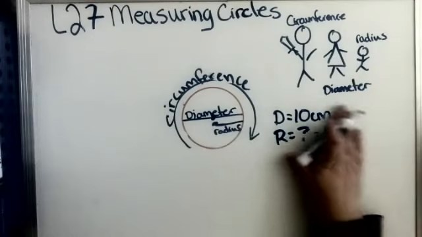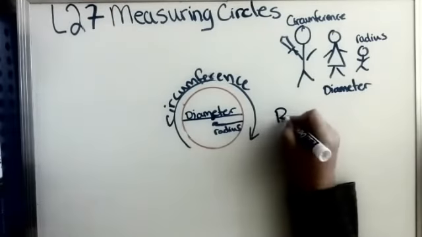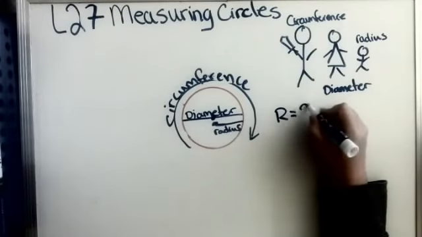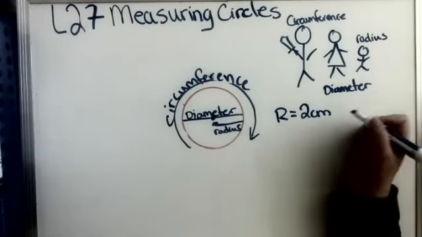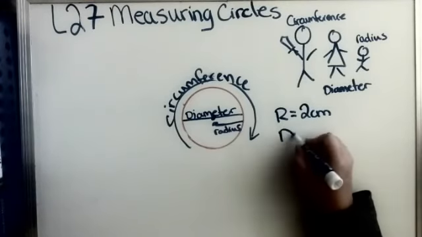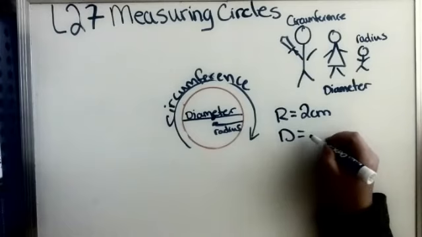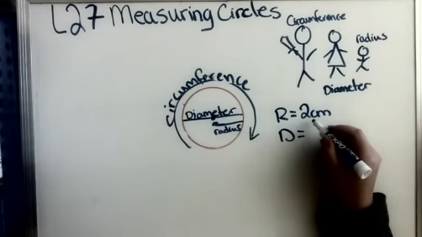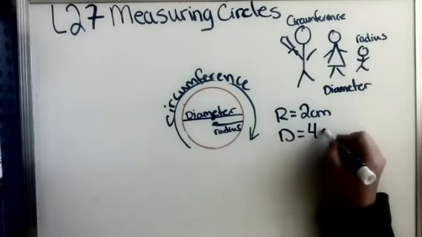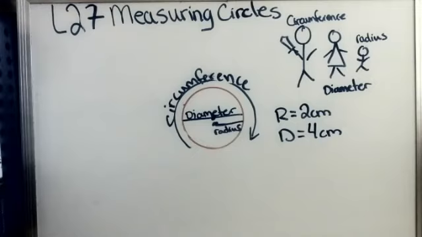Just like we can go the opposite way. If you are given radius and say it is 2 centimeters, and they ask, well, if radius is 2 centimeters, what is diameter? You say, well, if radius is 2, diameter is double that because it'd be 2 radius. So that means it is 4 centimeters. Okay, and those are the different parts of a circle and how you do the measurements.